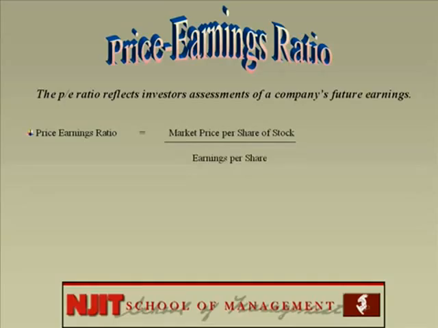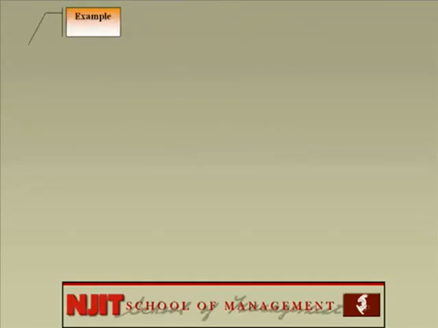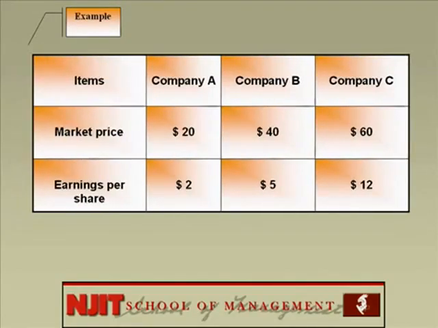Let's do an example. Here it comes. I'm giving you three companies, A, B, C. Company A has earnings per share of $20. The market price is $2. Company B, earnings per share 40. The market price $5. Company C, earnings per share $60. Market price $12. In which company would you invest?